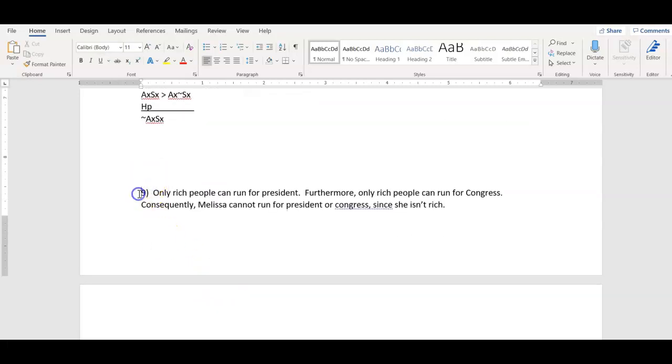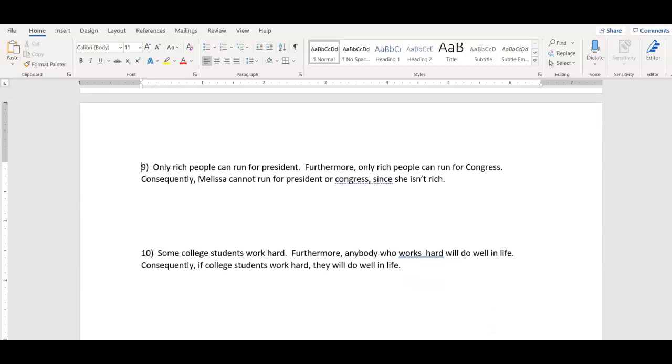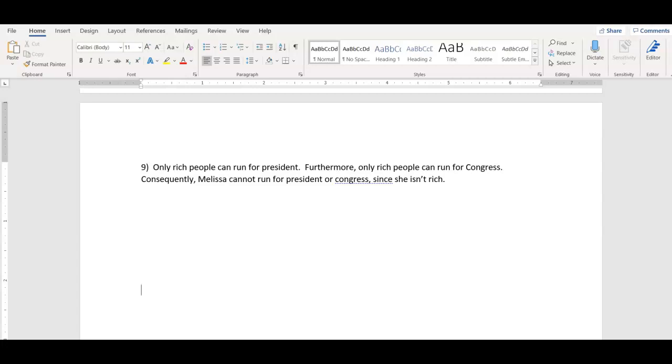Okay, so let's go down the page here. Number 9, only rich people can run for president. Furthermore, only rich people can run for Congress. Consequently, Melissa cannot run for president or Congress since she isn't rich. Now, this one's a little tricky because it has one of these things where it ends up jamming a premise in at the very end, after the conclusion.